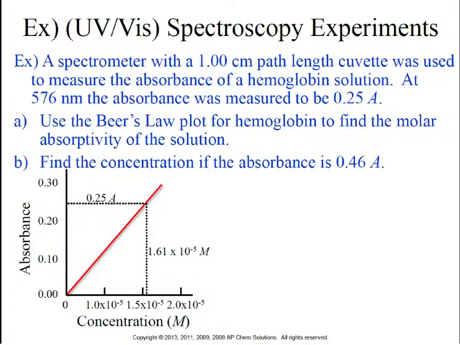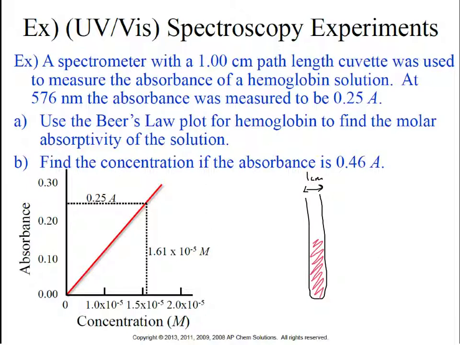All right, so here's a sample problem, and this one refers to a sample of hemoglobin, which is in your blood. It's what they use to carry oxygen. So a cuvette is like a finely polished test tube. And so what we've got here is a sample of this hemoglobin inside of a cuvette, and it says that the path length is 1 centimeter. So that means that the width of this test tube or cuvette is going to be 1 centimeter long.